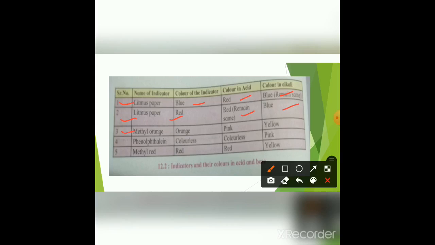Then methyl orange, the indicator color is orange, turns pink in acid, turns yellow in alkali. Phenolphthalein, indicator color is colorless. In acid it is colorless and in alkali it turns pink. And methyl red, the indicator color is red. In acid it turns red and in alkali it turns yellow.